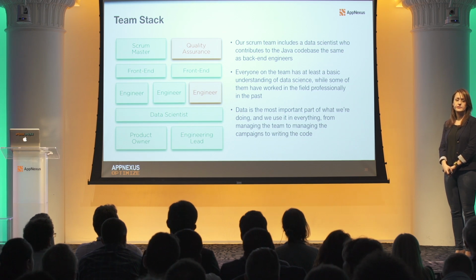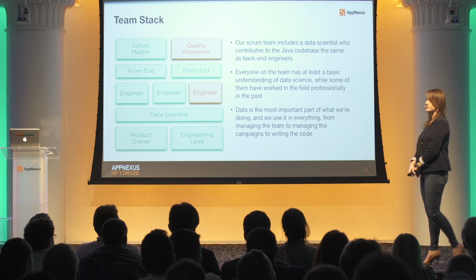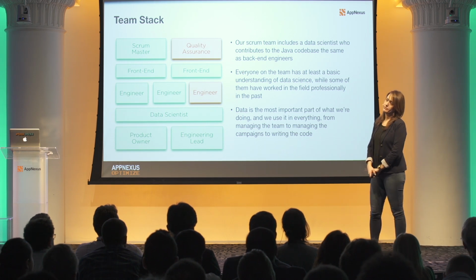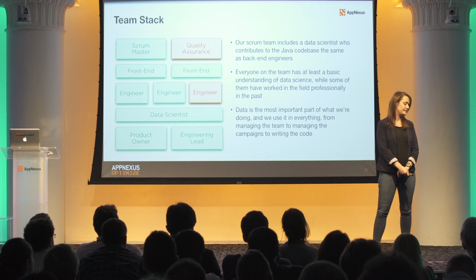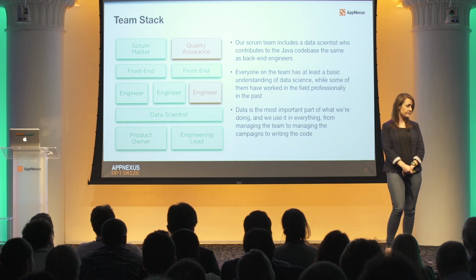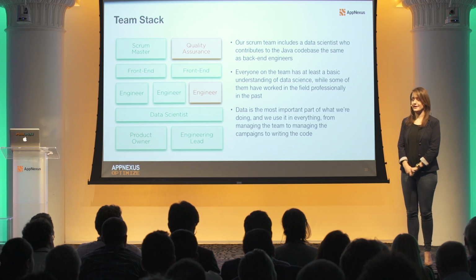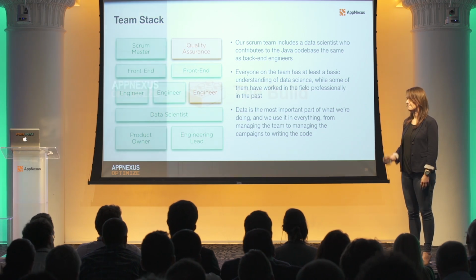Our data scientist goes to stand-up on our team every morning, writes in Java, contributes code. I've found that by blending them together, the data scientists tend to get a little bit more engineering sensibility, think more in terms of how do I productionalize my discoveries, and the engineers get better at data science. So everybody kind of gets better together.